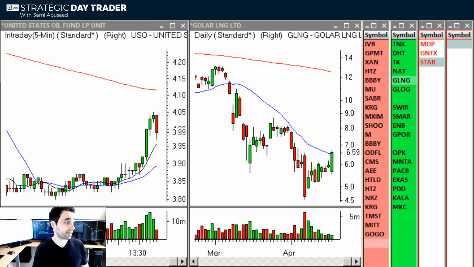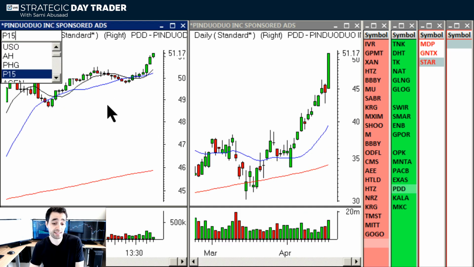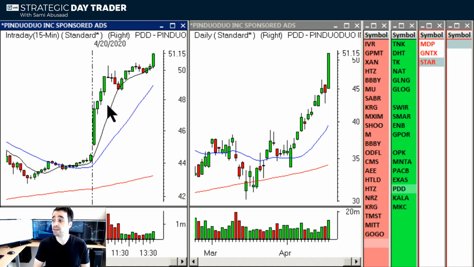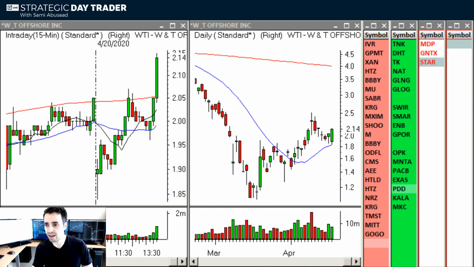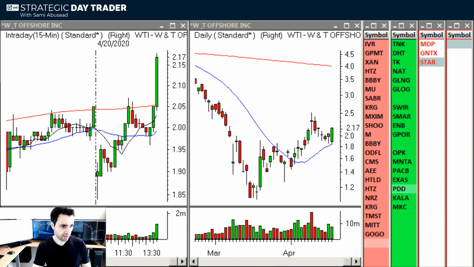Okay, a lot of things are getting bought, especially the oil shippers are really getting bought. PDD, I'm letting them go because that's not really what I do. They're not perfect setups here, so I'm letting them go. Oh my god, look at WTI. Holy cow. Wow. Big pop. Can we scalp the WTI? That is the question. Let's take a look at WTI.